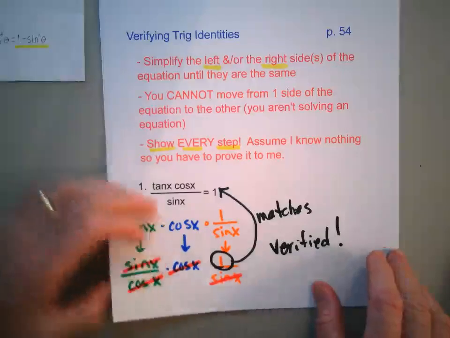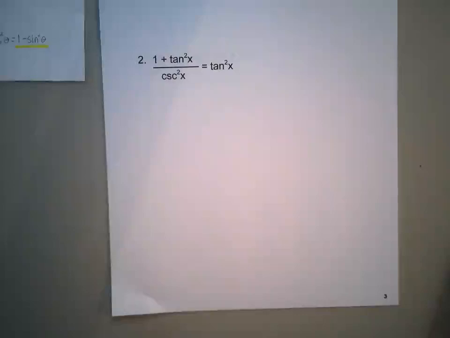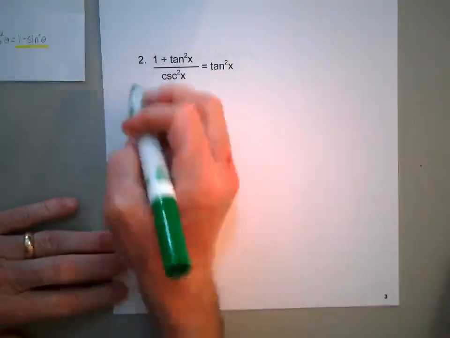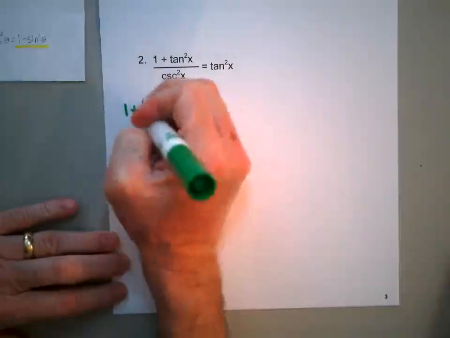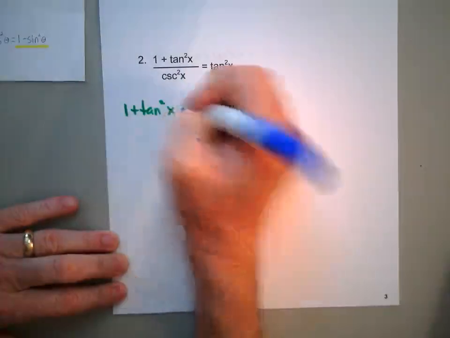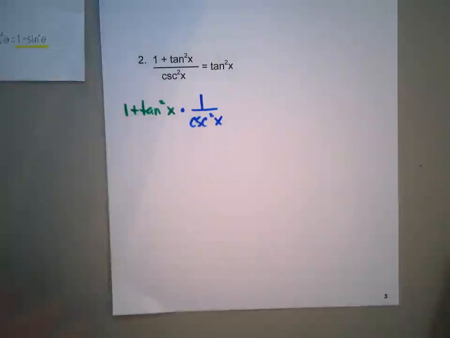All right, so we're just going to go through some of these, show you what they look like, some of the different types of problems. Typically, I'm a left-hand worker, meaning that I'm always going to work on the left-hand side and make the left-hand side match the right-hand side. Okay, so the trick to this problem is separating the top and the bottom into two different fractions. 1 plus tangent squared x times 1 over cosecant squared x. Okay?